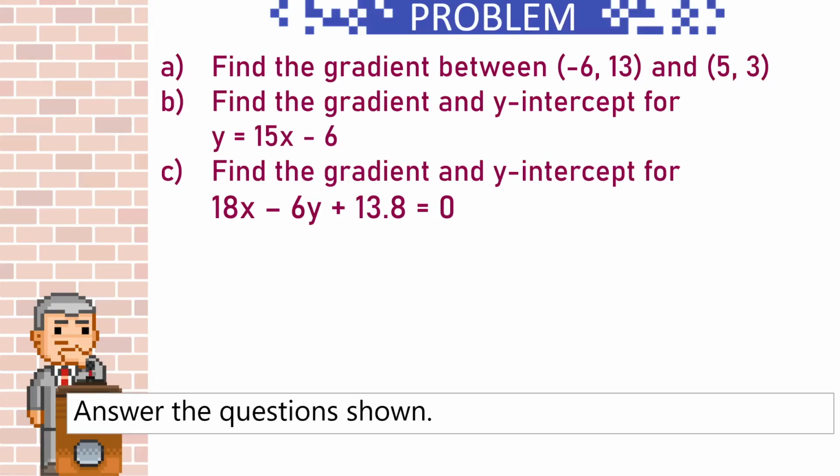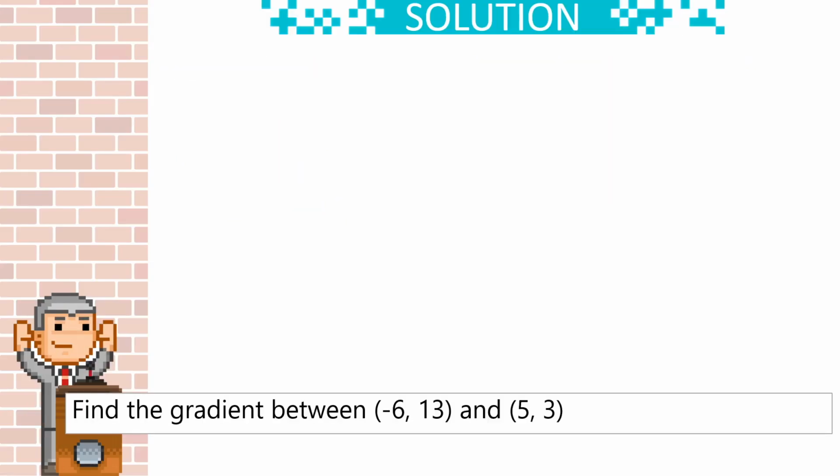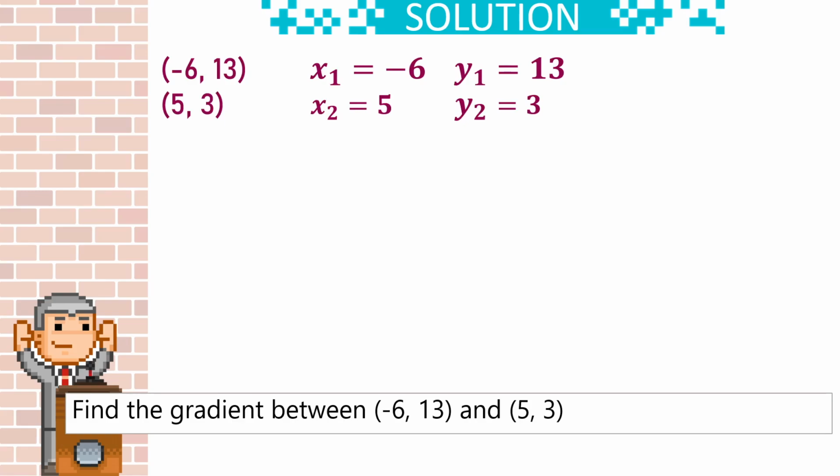Let's go through these questions. To find the gradient between two coordinates, we need to first of all assign each of the coordinates to x1 and y1 or x2 and y2. So minus 6 will be our x1 and 13 will be our y1 and 5 will be our x2 and 3 will be our y2. And we can just simply use the formula y2 minus y1 over x2 minus x1, which will be minus 10 over 11.